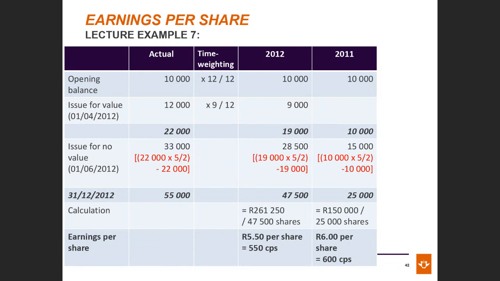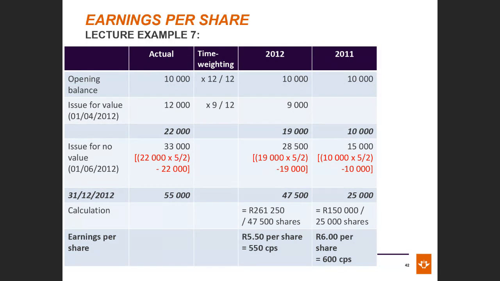So the opening balance was 100,000 ordinary shares that was given to us. Then we had an issue for value of 12,000 shares. So the actual number of shares issued were 12,000, but these were issued on the 1st of April 2012. Because they were issued on the 1st of April 2012, how many months do we need to include these shares in our weighted average number of shares? How many months did we have these 12,000 shares for? Okay, good. We had these 12,000 shares for 9 months.